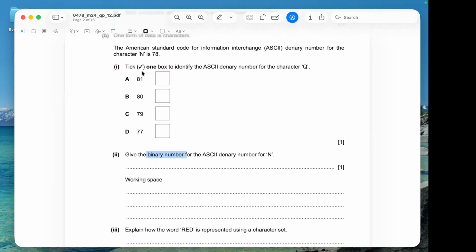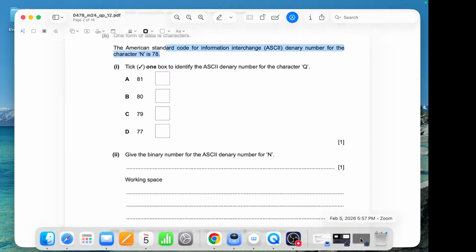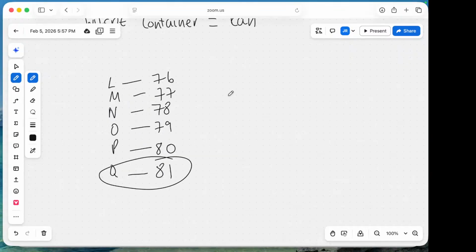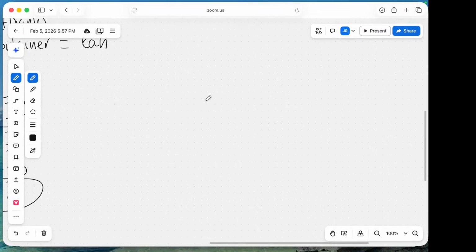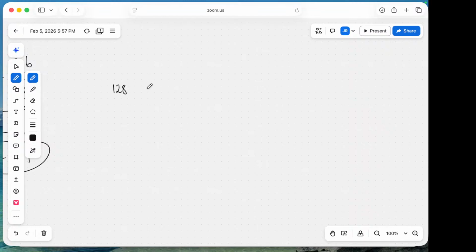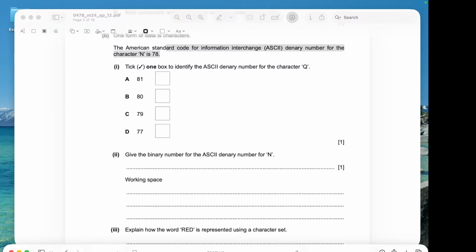Okay, so let's go through this. I'm going to go through it anyway, just in case there's some people watching who can't remember how to do binary. Hopefully that's not you, but we'll do it anyway. So here we've got our columns, and we've got the number 78.